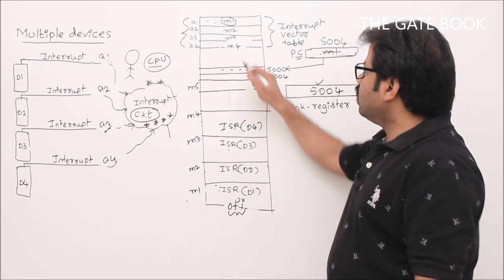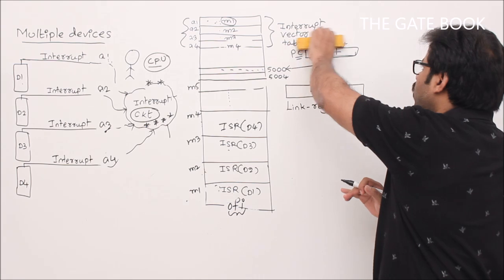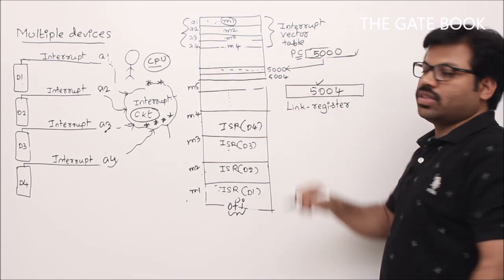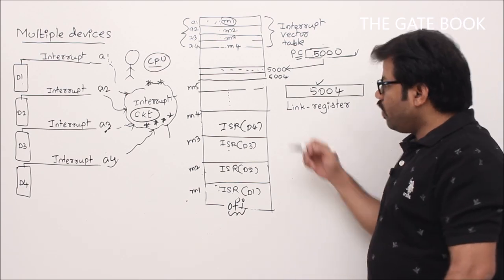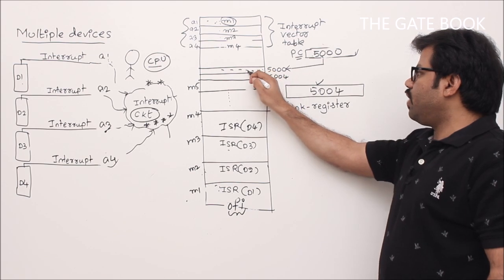Example, let's say this program. Let's say we are executing some instruction at 5000, before the interrupt comes. Let's say we were executing at 5000.